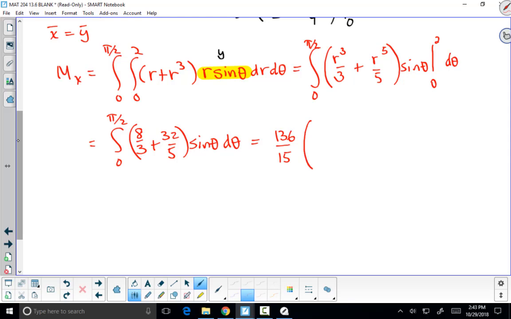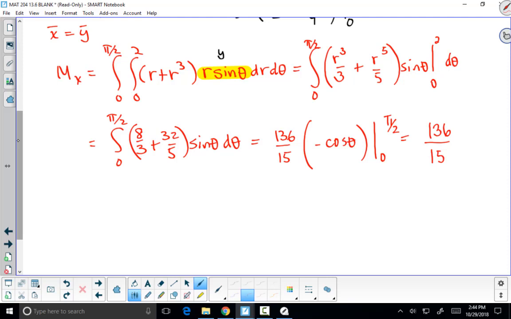Okay, integrate sine and we get minus cosine, and that's from 0 to pi over 2. Plug in pi over 2 and we get 0, minus 1, so plus 1. So we end up with 136 over 15. So that is our moment about the x-axis, which gives us the y-coordinate of the center of mass.